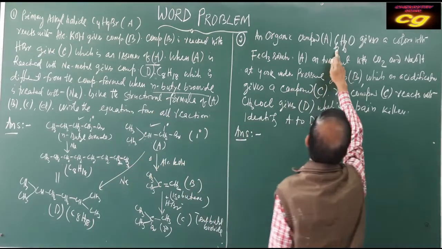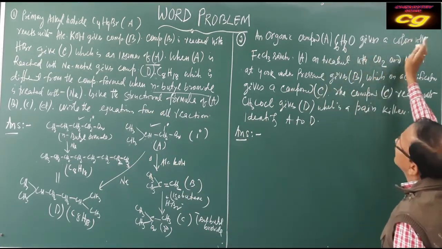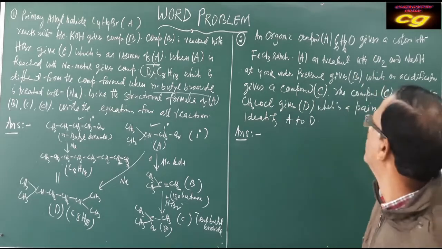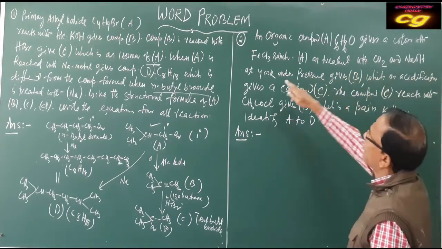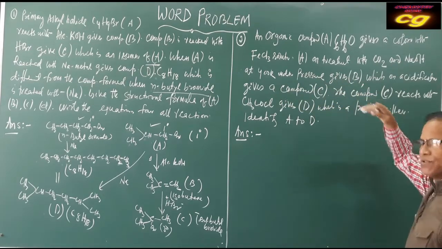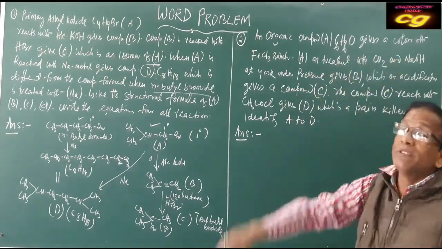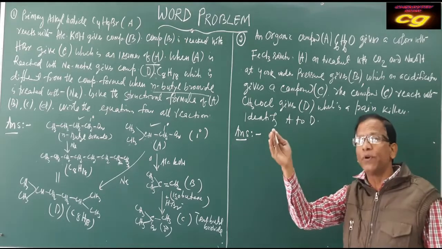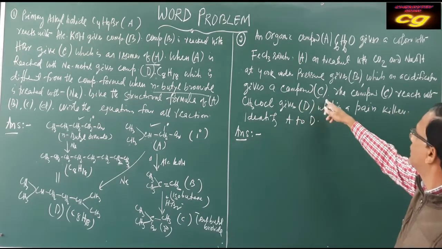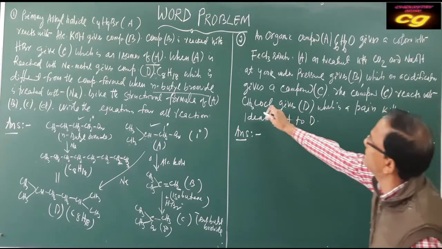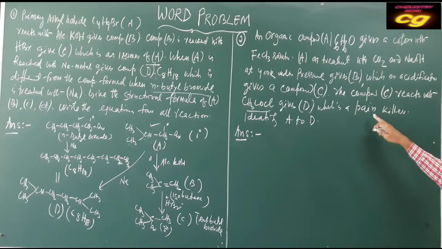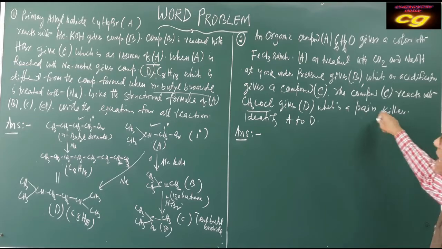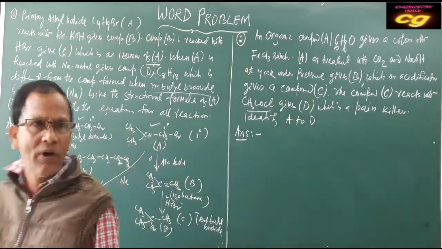An organic compound A, C6H6O, gives a characteristic color with ferric chloride solution. Just think, ferric chloride solution reactions are generally shown by phenolic compounds. A on treatment with CO2 and NaOH at 400 Kelvin under pressure gives B. That is Kolbe's reaction of a phenolic compound, which on acidification gives the compound C. Acidification means as a salt is produced, it may be converted to acid. The compound C reacts with acetyl chloride to give D, which is a painkiller. Painkiller means aspirin, a phenolic derivative. Identify A to D.